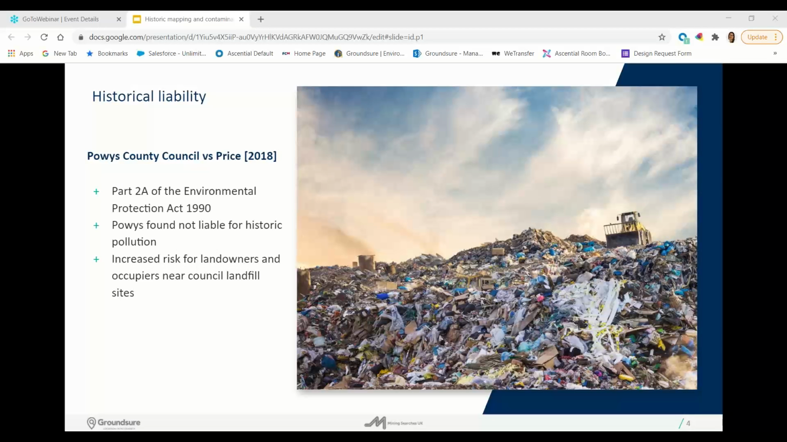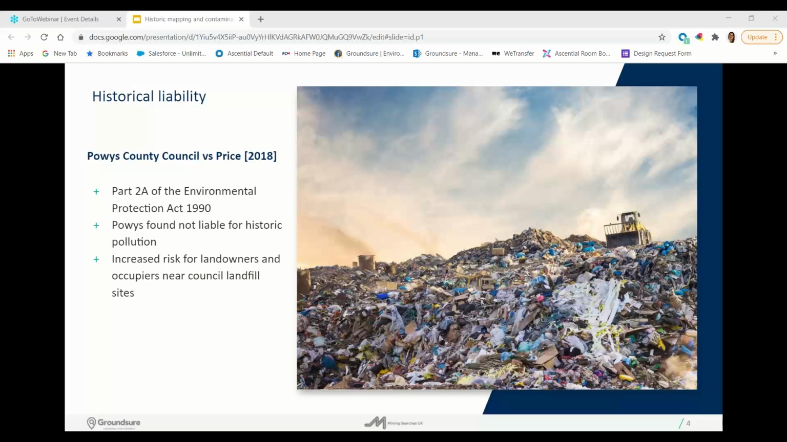So we're going to start with this particular case, which is Powys County Council versus Price. Part 2A of the Environmental Protection Act 1990 provides a framework for identifying contaminated land and allocating responsibility for that remediation. It is the key piece of legislation relating to historic contamination in the sense that it imposes liabilities in respect of acts done in the past. Now, local authorities have a statutory duty under the EPA 1990 to investigate and secure remediation for contaminated land in their area. The local authority can ask appropriate persons to pay for the remediation works, investigations, and/or monitoring.